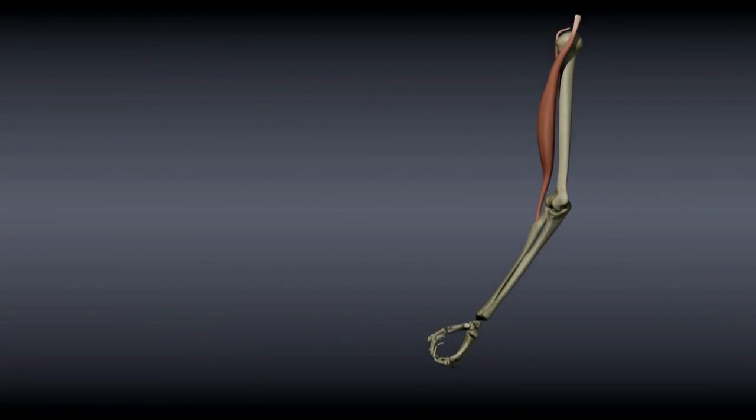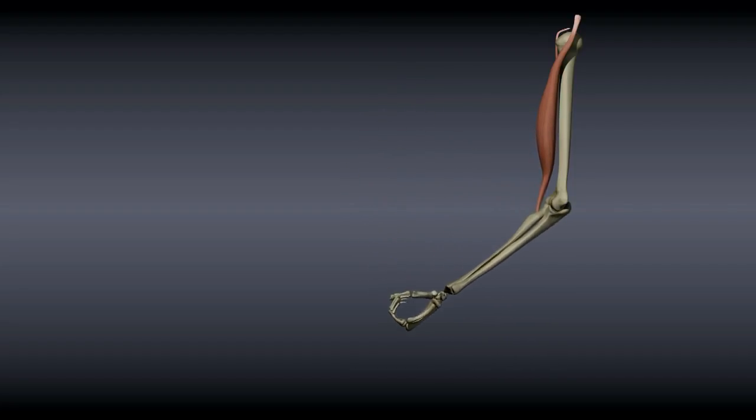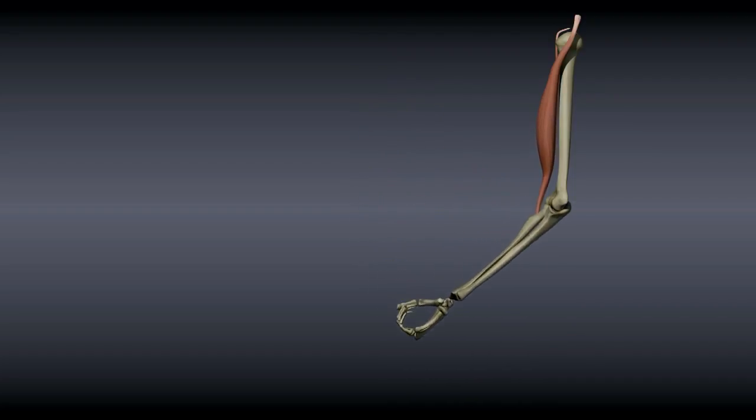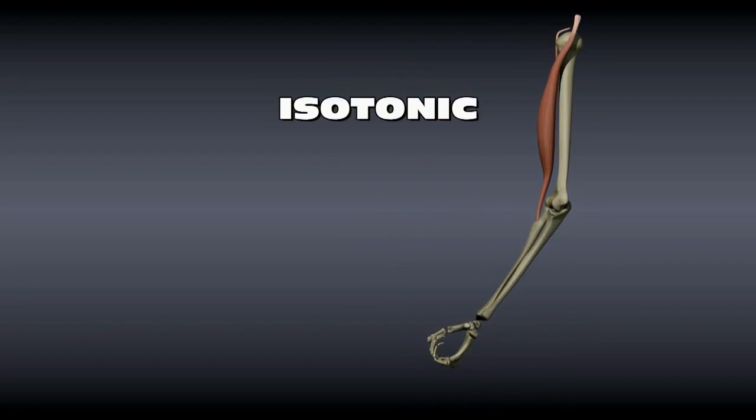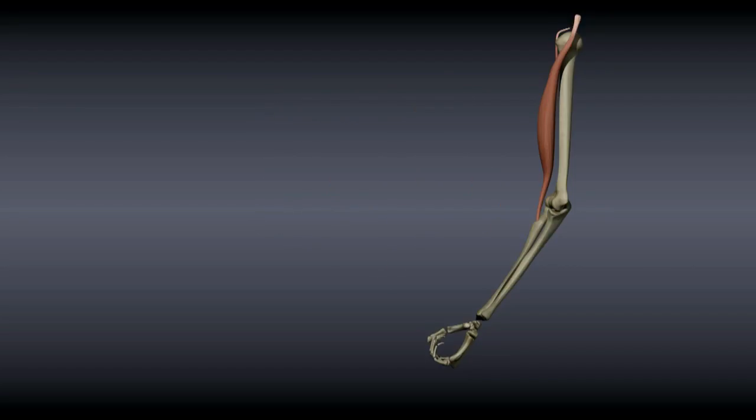As muscles contract, they pull on tendons, which in turn pull on bones. This creates force and movement. There are three types of contractions: isotonic, isometric, and isokinetic. This seems like a pain to memorize until you give some thought to what the words mean.